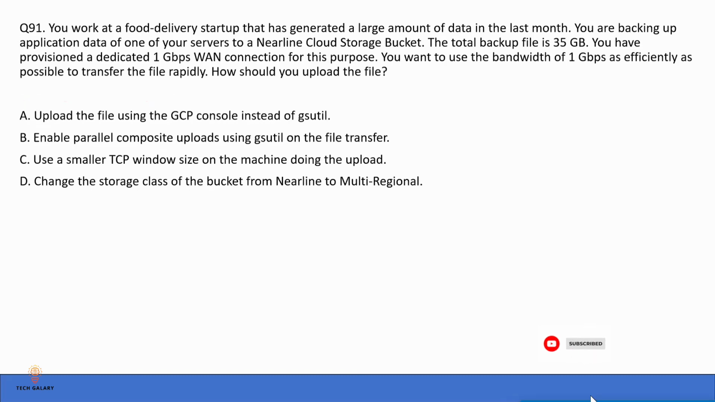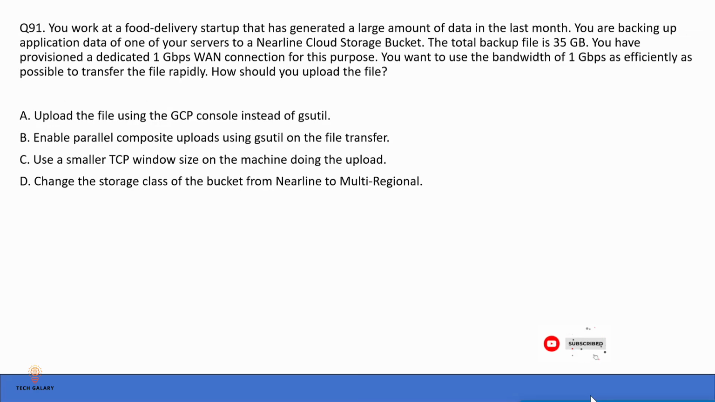Next question. You work at a food delivery startup that has generated a large amount of data in the last month. You are backing up application data of one of your servers to a Nearline Cloud Storage bucket. The total backup file is 35 GB. You have provisioned a dedicated 1 Gbps WAN connection for this purpose. You want to use the bandwidth of 1 Gbps as efficiently as possible to transfer the file rapidly. How should you upload the file?